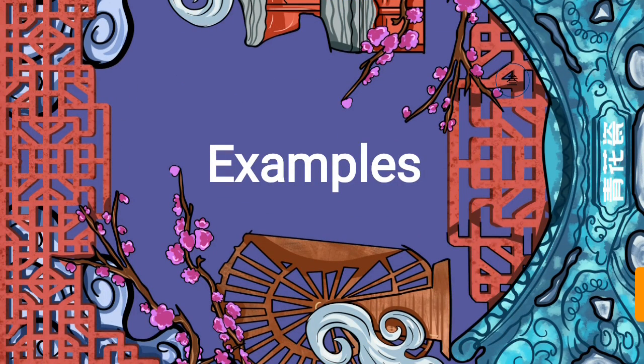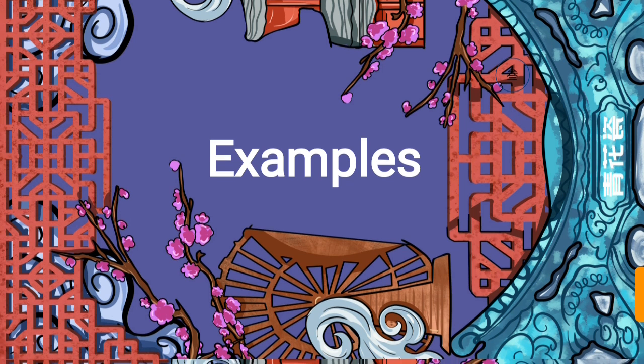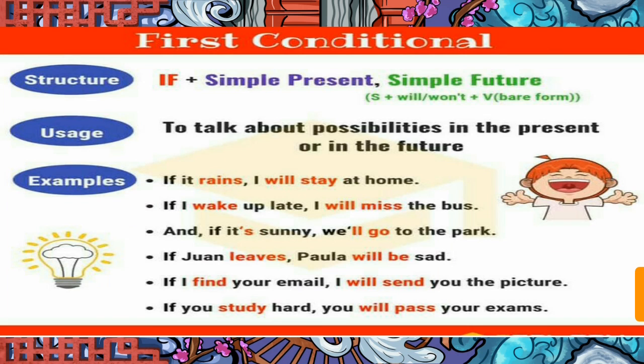If you still have some ambiguity, let's practice with some more examples. You can clearly see the structure in front of your eyes: if, the conjunction, with the simple present tense, followed by the simple future tense. The exact purpose of this conditional sentence is to talk about possibilities in the present or in the future.